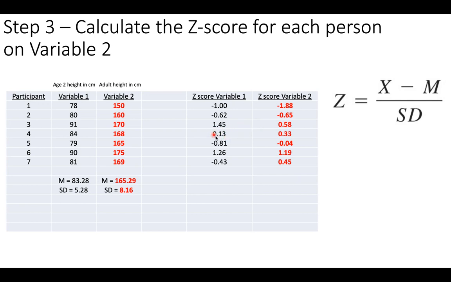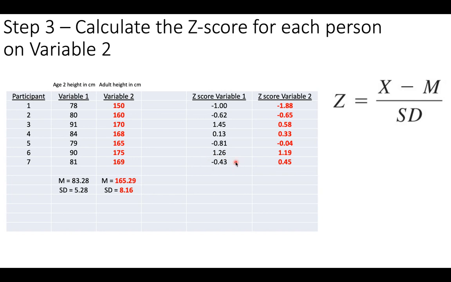Person number 4 was a very average 2-year-old, and they're a pretty average adult. Person number 5 was a short 2-year-old, and they're an average adult. Person 6 is a tall 2-year-old and a tall adult. Person 7 is actually contributing to an inverse relationship, right?